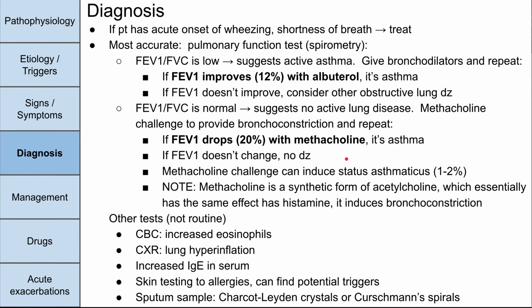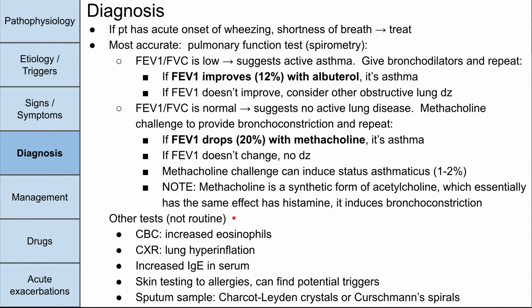So if somebody has a really obvious acute onset of wheezing and the albuterol makes it better, then you don't necessarily do this to diagnose asthma. Another risk is that methacholine can induce status asthmaticus, which can become a more serious condition. About 1 to 2% of patients who get a methacholine challenge will end up with status asthmaticus, so you do want to avoid that. There's other tests that can indicate asthma.